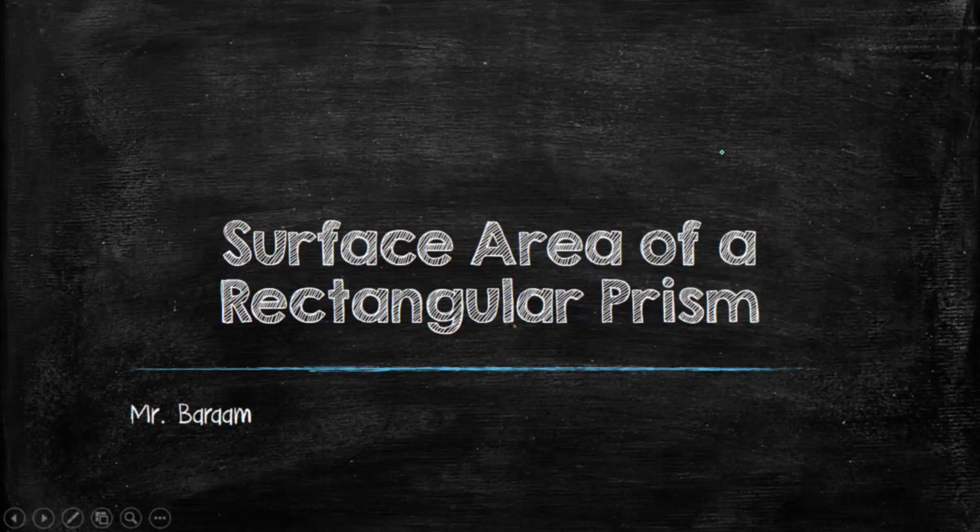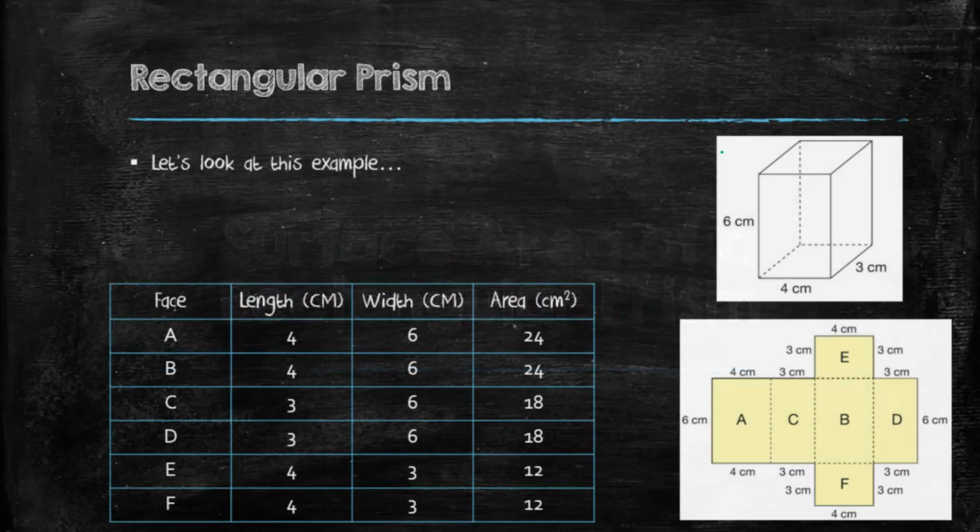Hi, today we're going to be looking at surface area of a rectangular prism. Let's get started. Okay, so here we have an example of a rectangular prism that has the following measurements. The height is 6 centimeters, the width is 4 centimeters, and the length is 3 centimeters. Now, this is a rectangular prism.